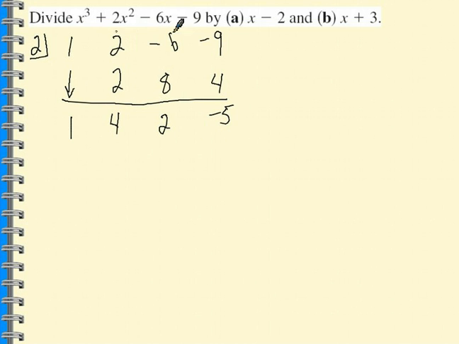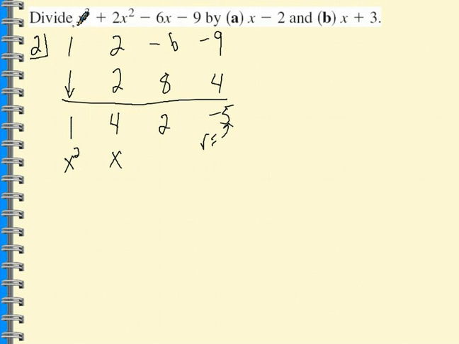So if we divide, we know we're going to have a remainder. This is our remainder right there, that negative 5. But what do these other numbers represent? Well, what these other numbers represent are coefficients of our x terms. This is our constant term. This is our x term. This is our x squared term.